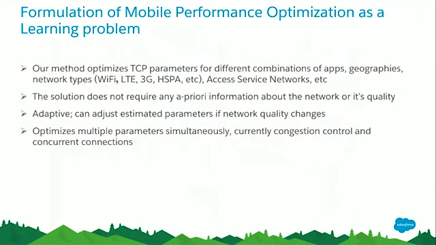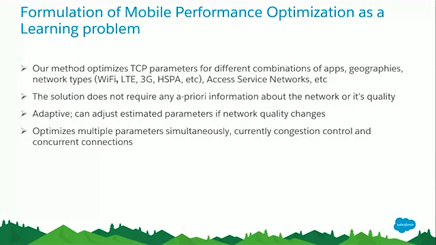We have tried to devise our solution without requiring any a priori information about the network or its quality. It learns the network and tries to optimize for it. We don't need to have any information about the network beforehand. And it's an iterative solution and hence adaptive. We adjust TCP parameters as iterations go by, so it can also adjust itself if the network quality suddenly changes because of a lot of congestion, or if it needs to correct for its mistakes.